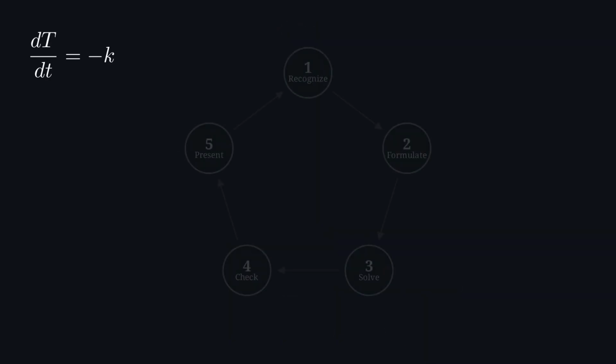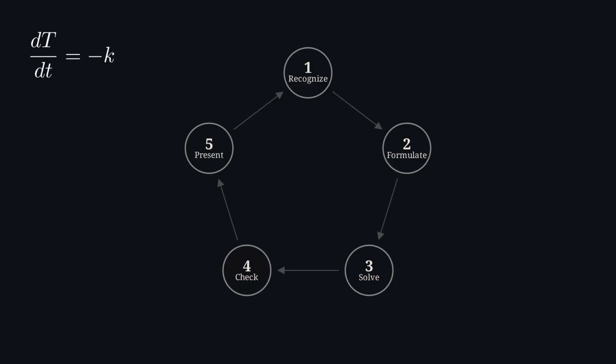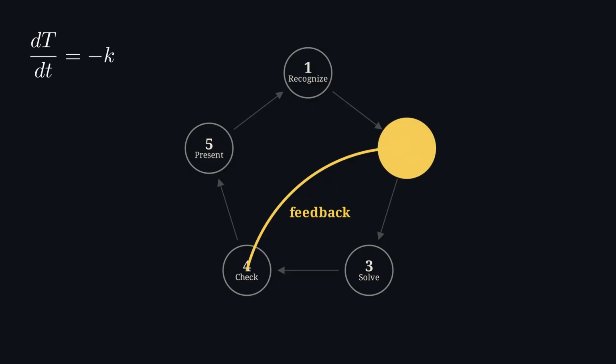And this is the whole point. The check didn't hand us an answer. It handed us a problem. So we don't move forward to step 5. We go backward to step 2 and fix the model. That backward arrow is not failure. It's the engine. Not failure, the engine.